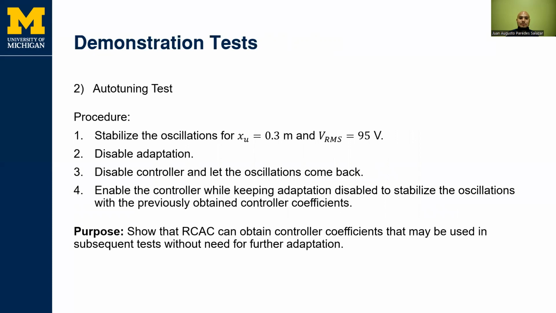The second test is an auto-tuning test. First, the oscillations will be stabilized at a given coil position and supplied voltage. Then adaptation will be disabled and the controller will be disabled until the oscillations come back. Finally, the controller will be enabled while keeping adaptation disabled. It will be shown that the previously obtained controller coefficients are able to stabilize the oscillations. The purpose of this test is to show that RCAC can obtain controller coefficients that can be used in subsequent tests without need for further adaptation.